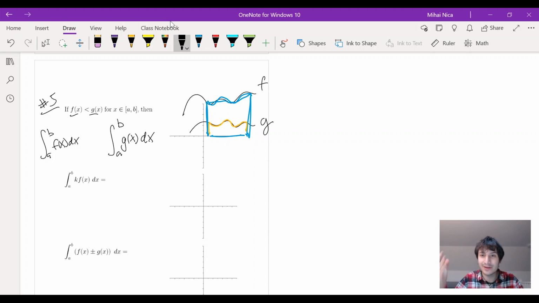And what's true about these areas? What can we say about them? Well, if f is bigger than g, then it turns out the obvious thing is that the area of f is also bigger than the area of g.